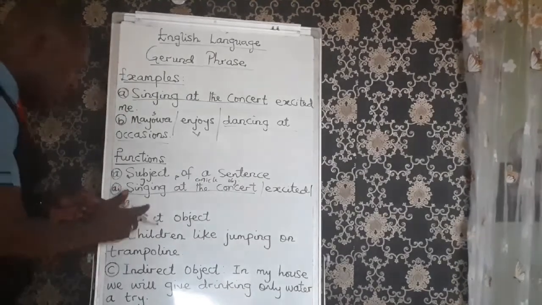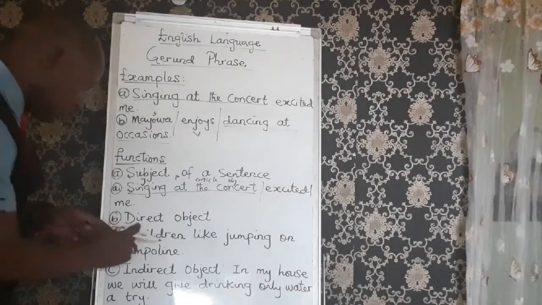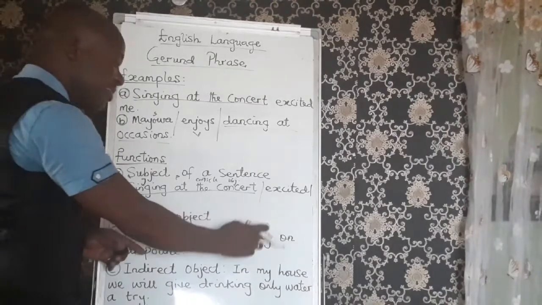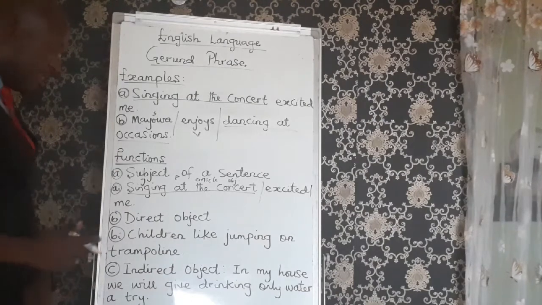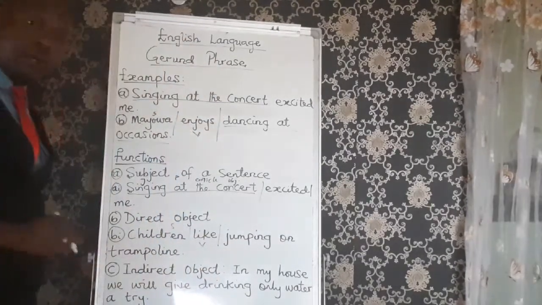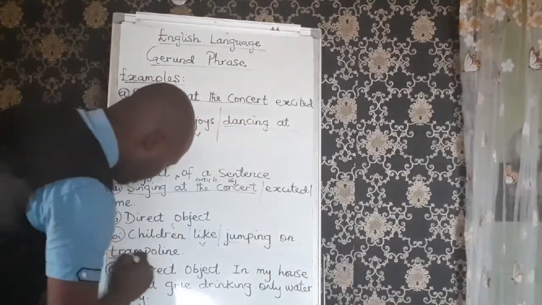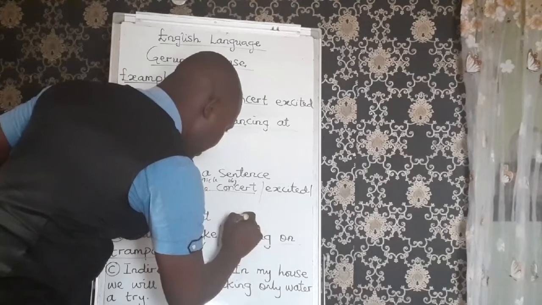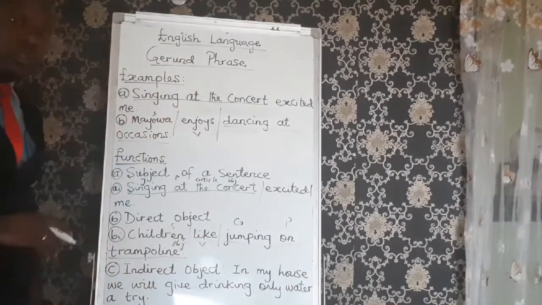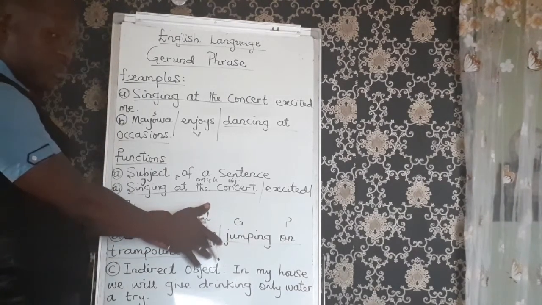Now, if you look at the next one, direct object. Let's look at this gerund phrase functioning as a direct object. Children like jumping on trampoline. They actually do. Now, children is the subject. They perform the action. Like is the verb. Jumping on trampoline is the gerund phrase there. There's the gerund, this is the preposition and this is the object. Together they form a gerund phrase and they function as the object of this verb like.